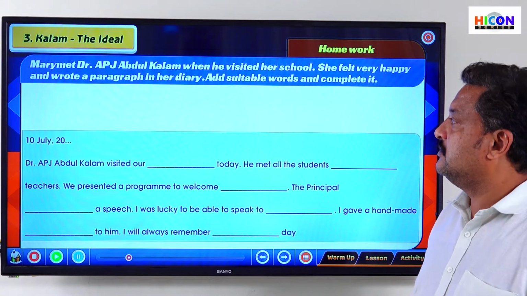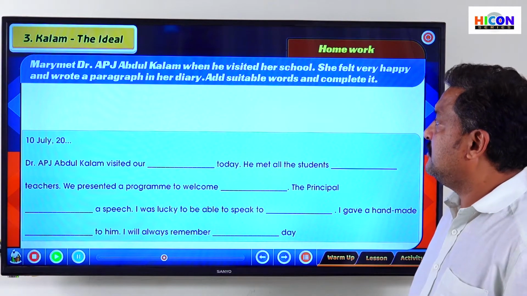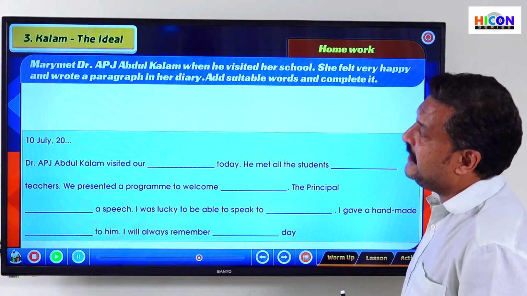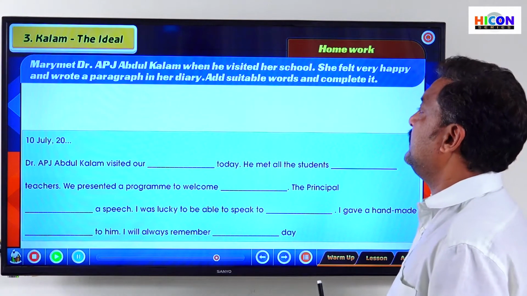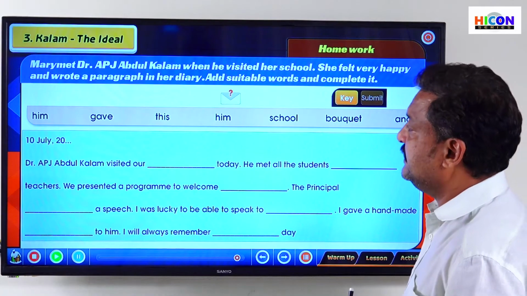Now, homework. Mary met Dr. APJ Abdul Kalam when he visited her school. She felt very happy and wrote a paragraph in her diary. Add suitable words and complete it.